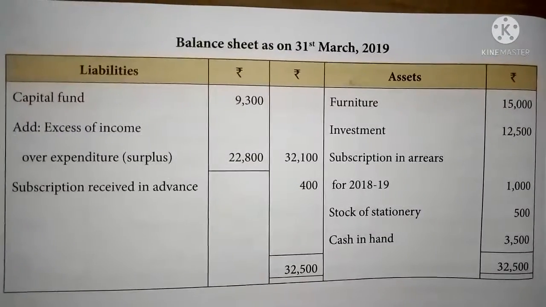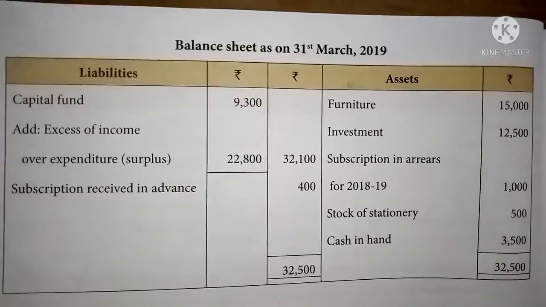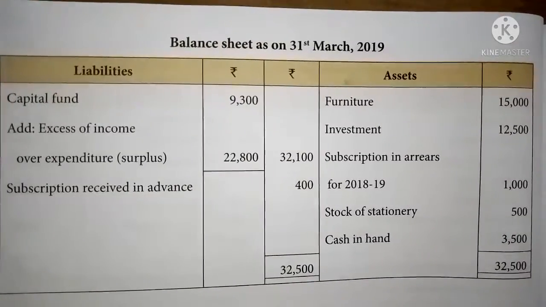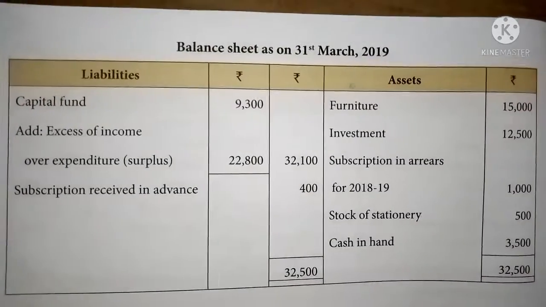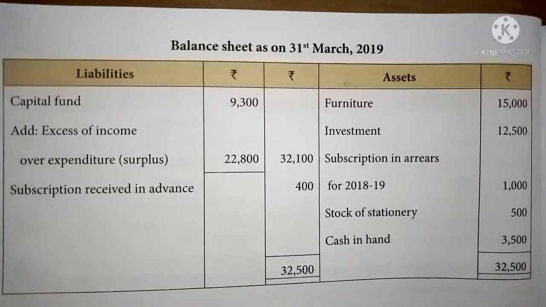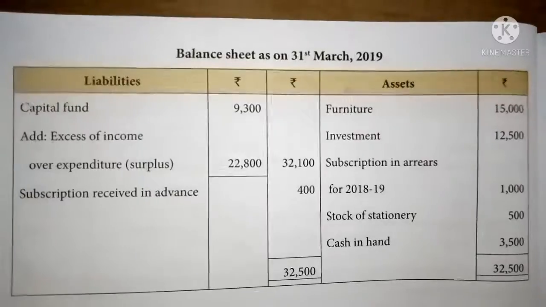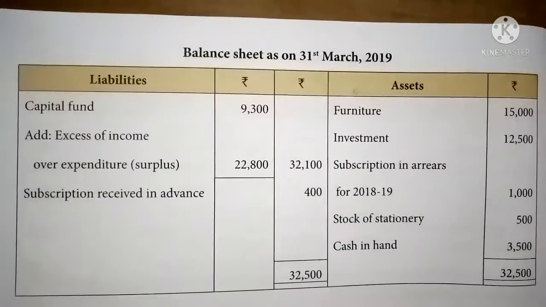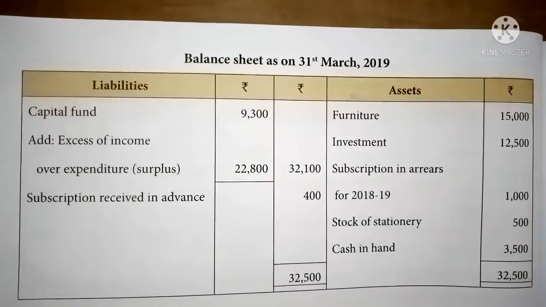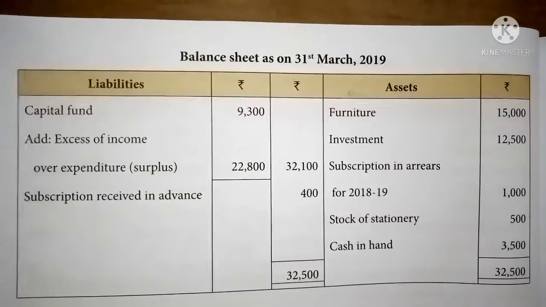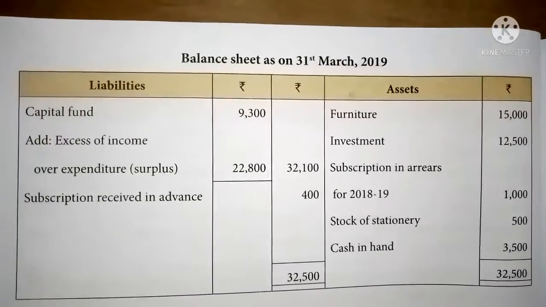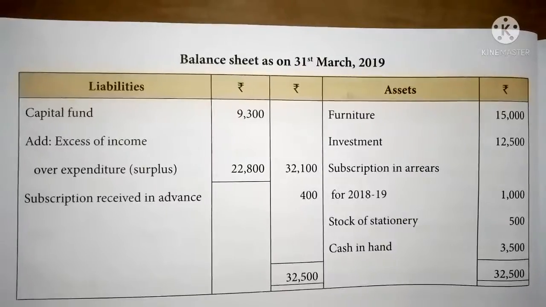Then subscription received in advance, 400. It is given on the receipt side of the receipt and payment account. Because on the receipt side, 2 years' subscription is given, current year and next year. The next year's subscription received in the current year is treated as advance subscription. That should be taken to the next year, so it should be shown on the liability side of the balance sheet.